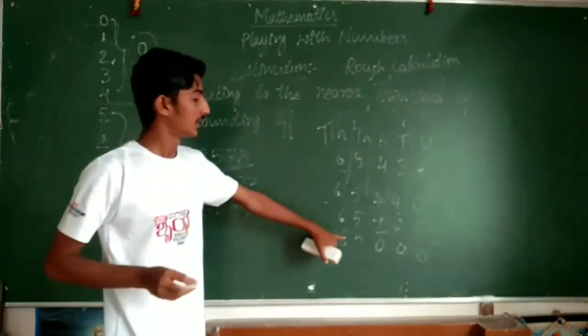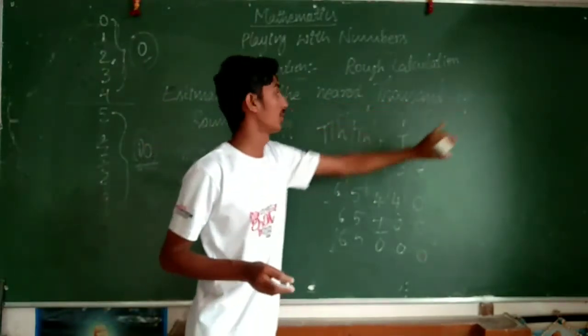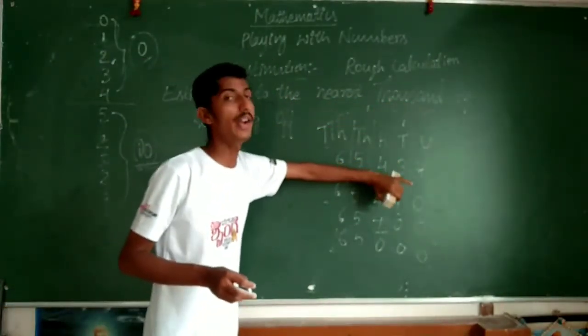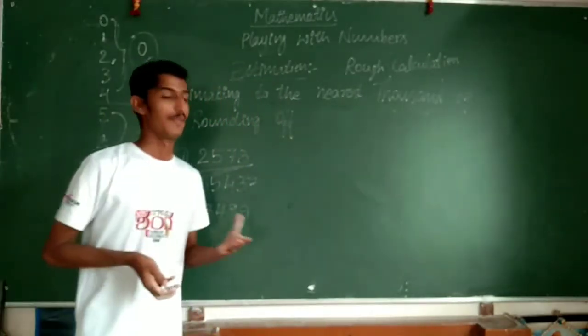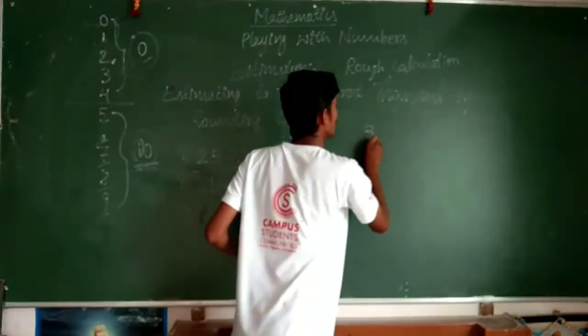Hence 65,000 is the nearest thousands by the rounding off of 65,437. Understand? Okay. We can take another problem.